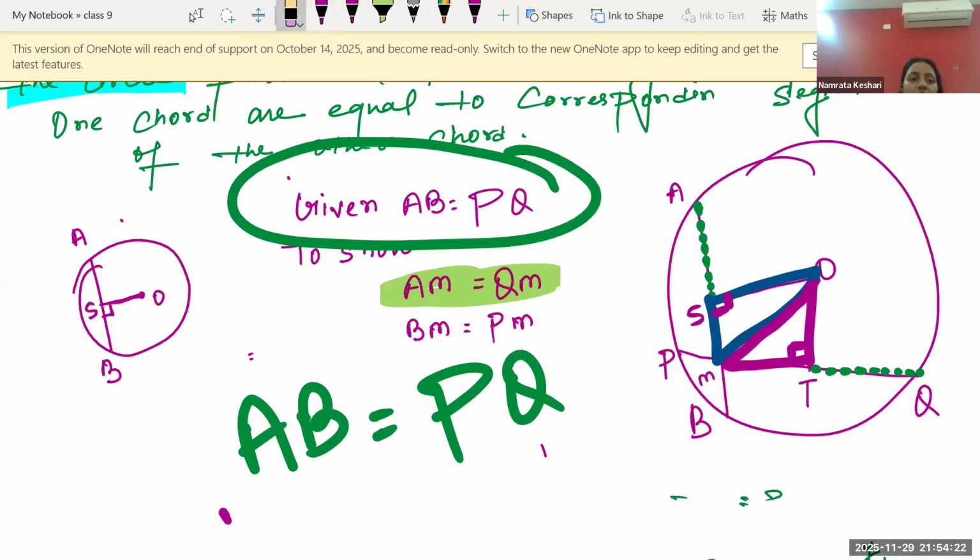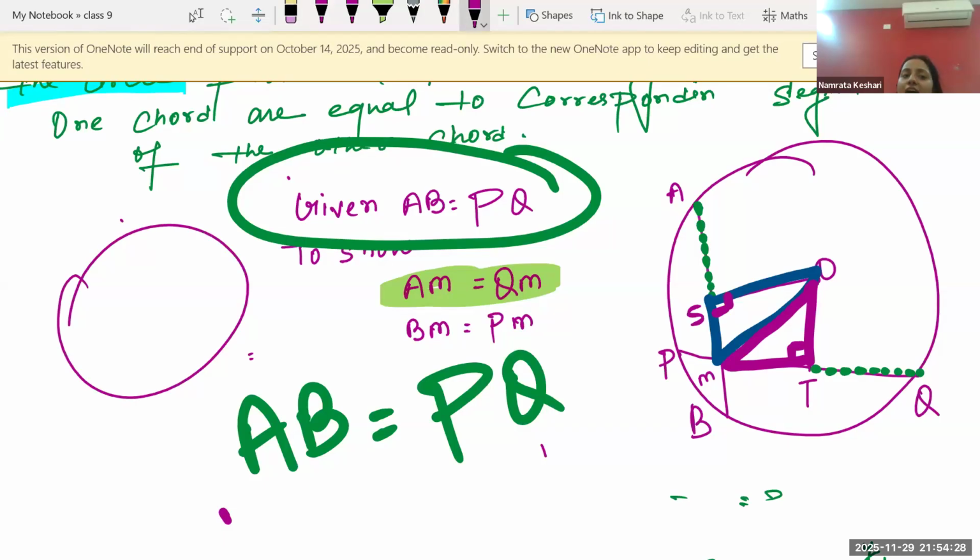If you are having a circle, and in that circle two random chords, this is 5 centimeter and this is also, let's say, 5 centimeter, then you will find the distance from the center of the first chord and of the second chord. These two distances will be the same. Automatically you will find that this distance is 3 and this is also 3. This will only happen if your chords are of the same length. Chords of the same length are at the same distance from the center. Do you know that equal chords are equidistant from the center? Yes or no?